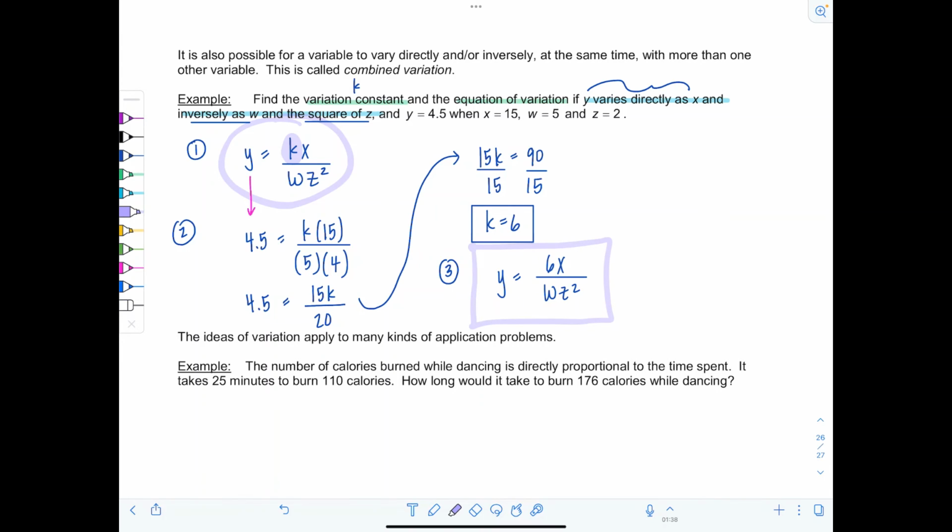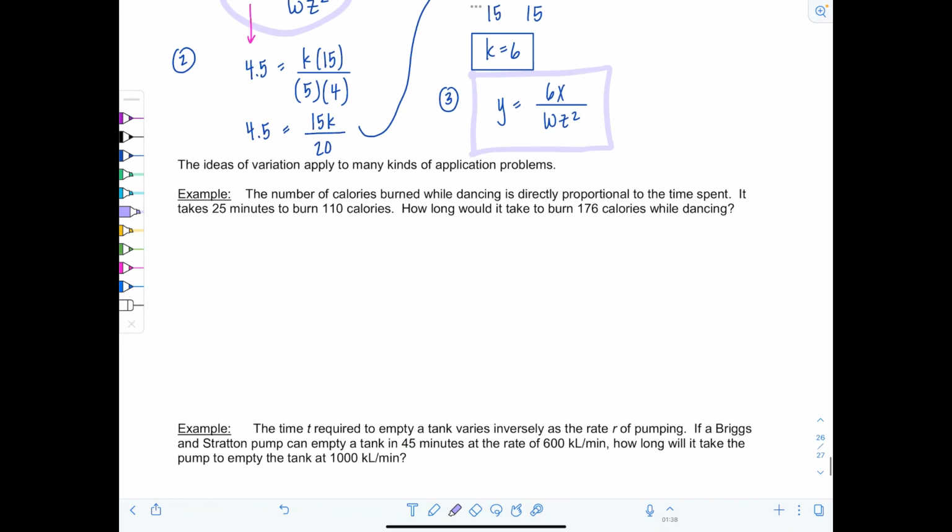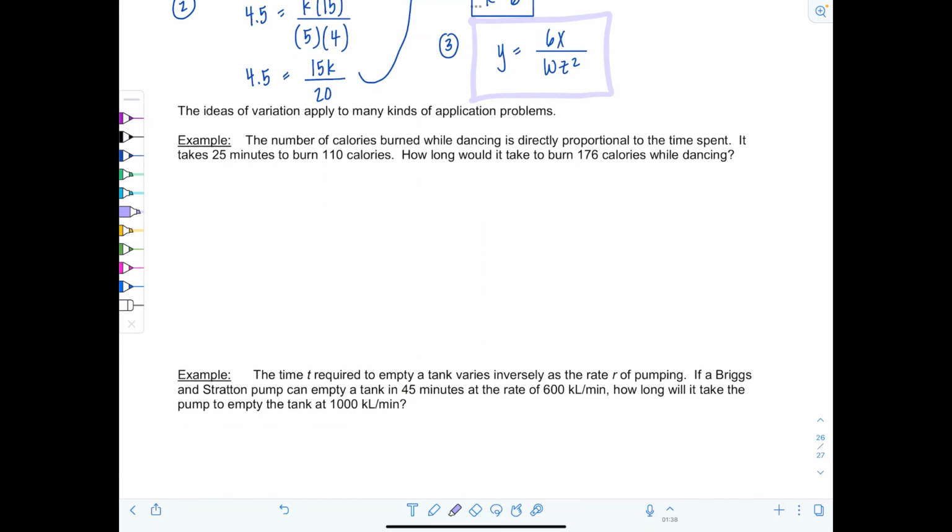Now, the ideas of variation apply to many kinds of application problems. So in the next two examples, the variables will represent actual quantities, okay? So there's just going to be a little more words in the directions, but don't freak out. You can do this. Same setup, basically, okay? The number of calories burned while dancing, that's my favorite kind of exercise, is directly proportional to the time spent. Directly.